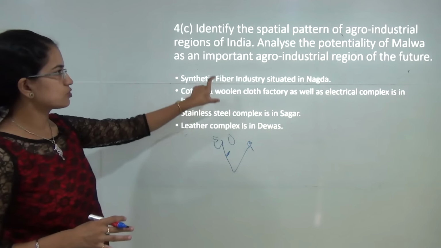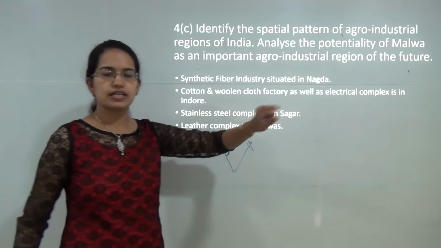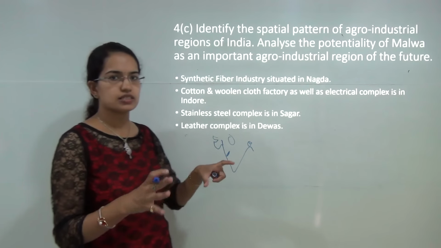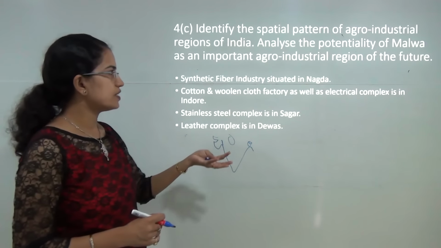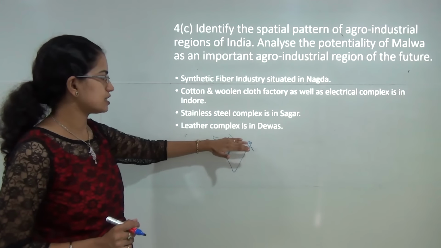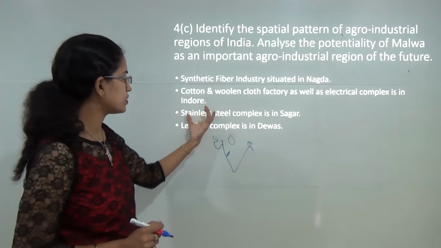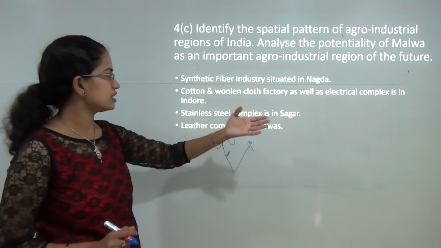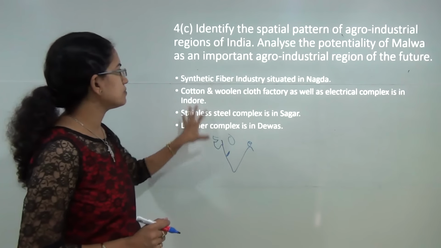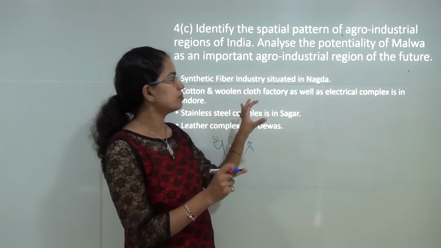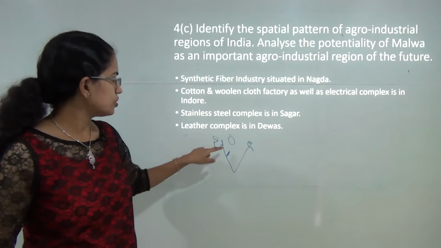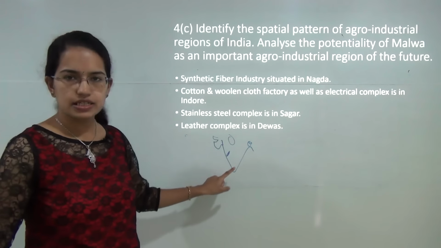Now this question specifically focuses on Malwa. So Malwa is an extension of the Deccan plateau. The major region that it covers is the Dewas, Jhabua, Ratlam, Indore, Ujjain, Jhalawar region from Rajasthan. All this region, you have various kinds of industries that you can see here. So you have leather industry in Dewas, you have stainless steel in Sagar, you have cotton and woolen industries in Indore, you have synthetic fiber industry in Nagda close to Ujjain. So you have industries which are mainly agro based, which are located in the Malwa region. So you must mention those. Also you should mention the major agro industrial regions of India.